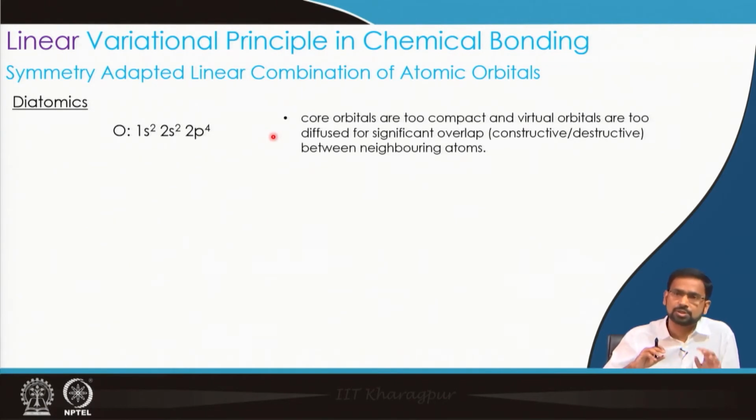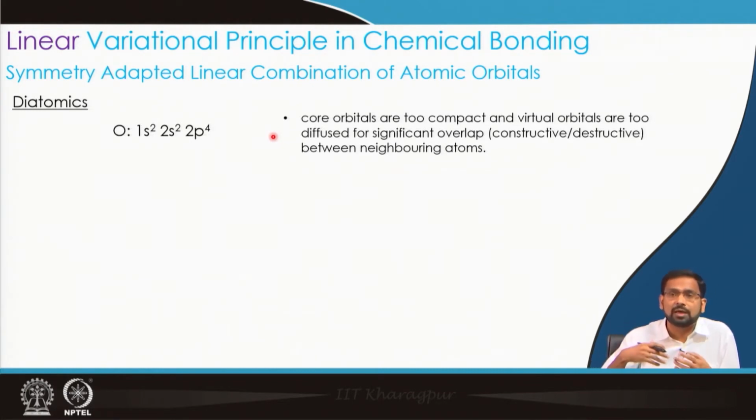But in real calculations, we do take them by some other means. We will come to that in a later part of our course. Now, the other side of the story is those virtual orbitals that I was telling about: 3s, 3p, 3d, 4s and so on. Now, these orbitals are too diffused, right. For the oxygen atom, you see that the virtual orbitals are too diffused.